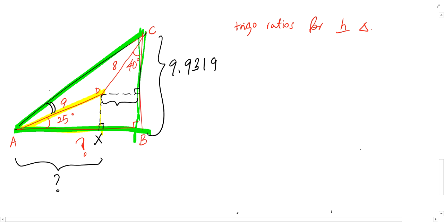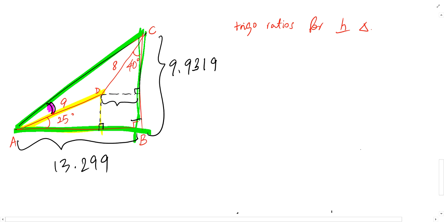Now I want to find this unknown angle. How? I have two sides. What are the two sides? AB and BC. Okay, what was the AB just now? The very kiasu answer? 13.299. Okay, with these two sides plus a right angle triangle, I can find which angle? CAB. Yeah, I can find this large angle, right? Then after that, minus 25, I get the unknown angle already. So what is the trigo ratio I should be using to find CAB? Tangent.